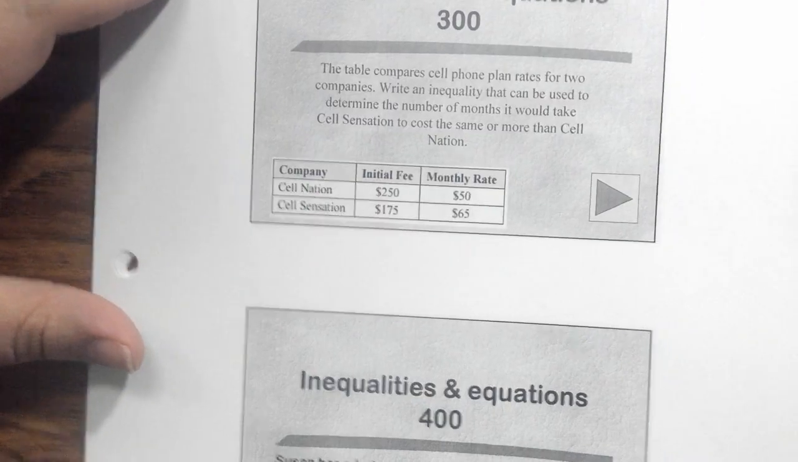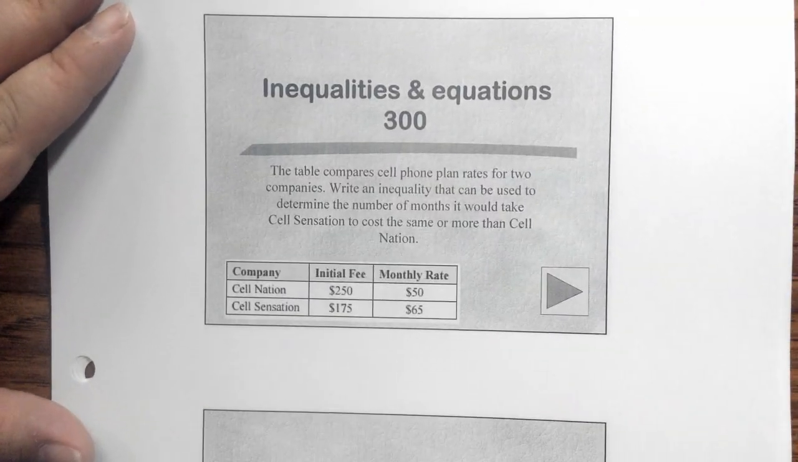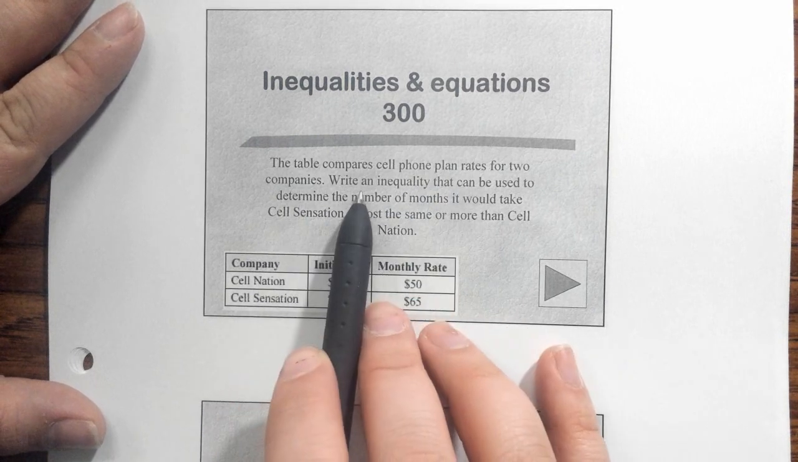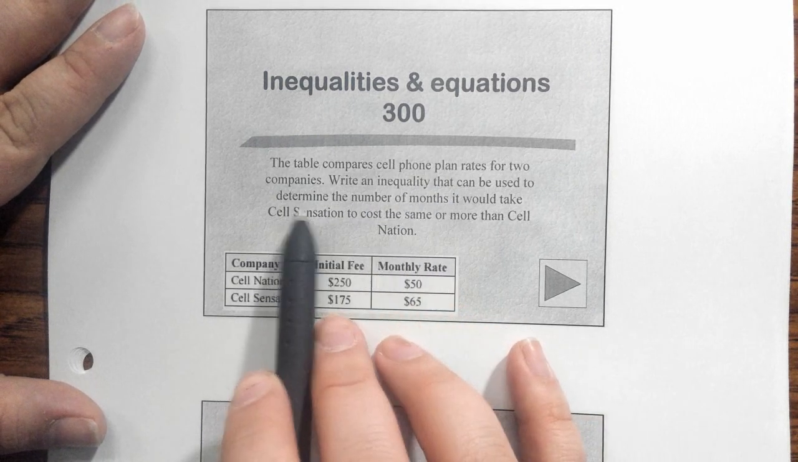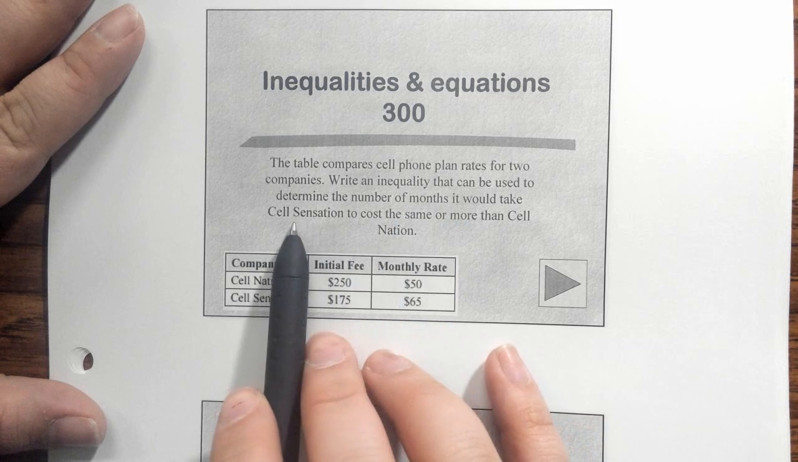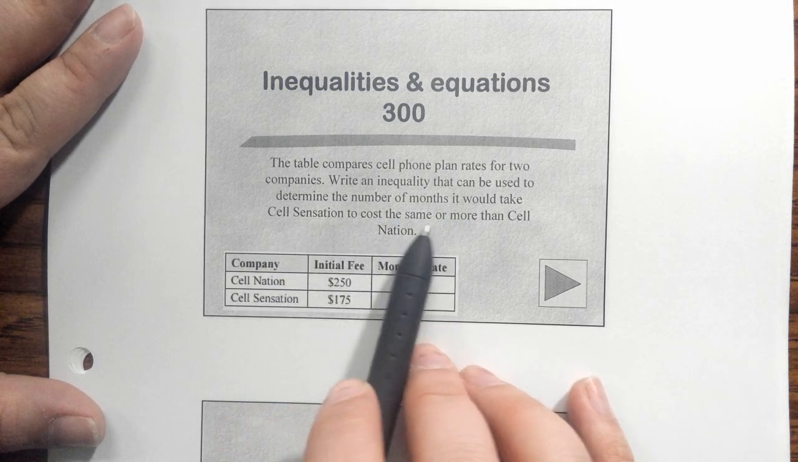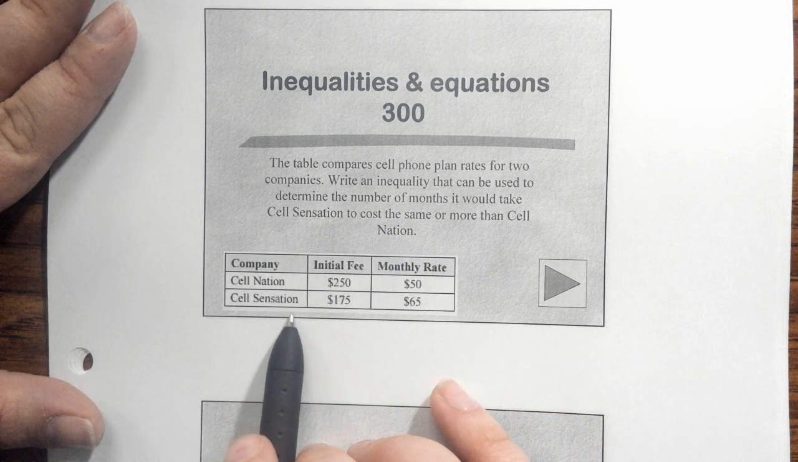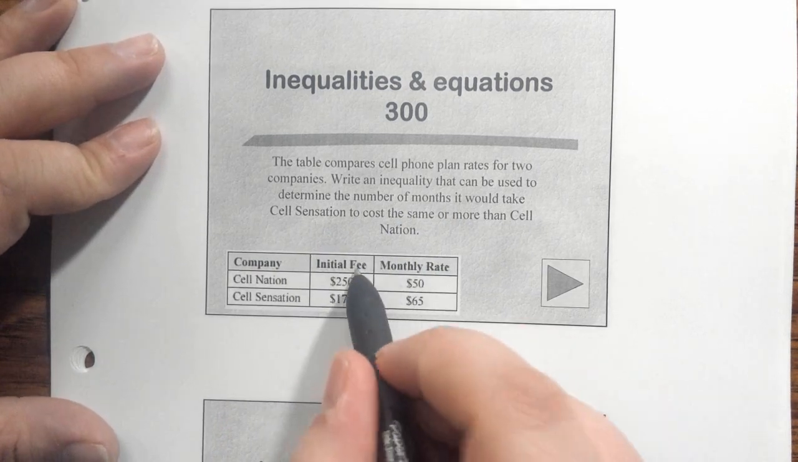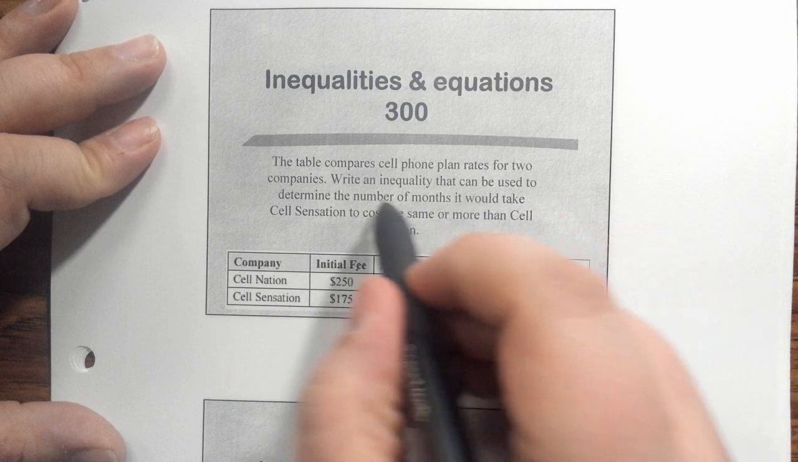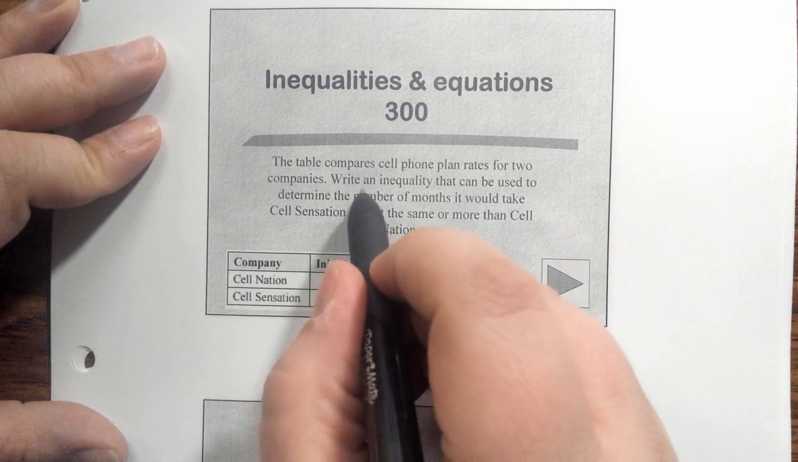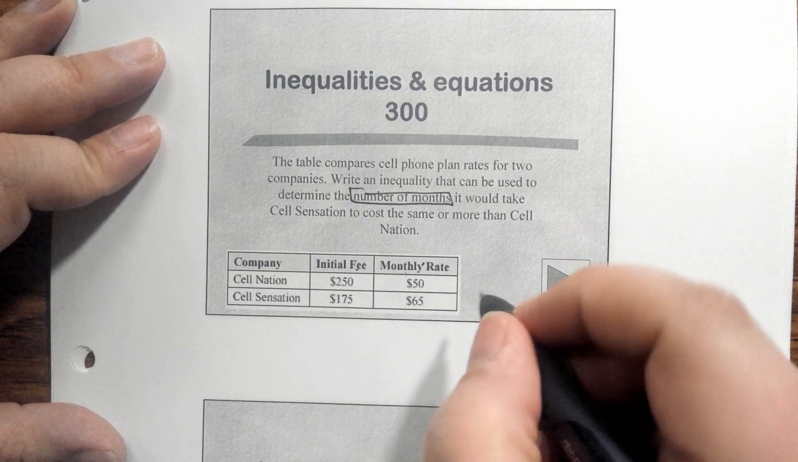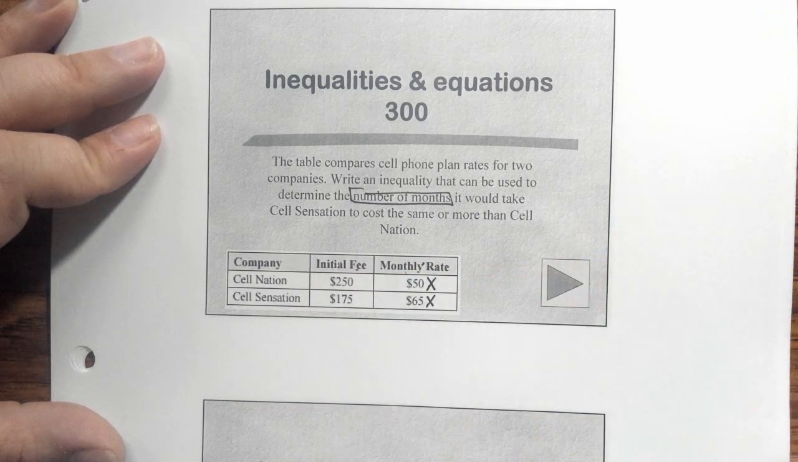And now we're on inequalities and equations for 300. The table compares cell phone plan rates for two companies. We want to write an inequality that can be used to determine the number of months it would take for Cell Sensation to cost the same or more as Cell Nation. Okay, so we have an initial fee and a monthly rate. The thing we don't know was the number of months. So the monthly rate is what gets the x's.